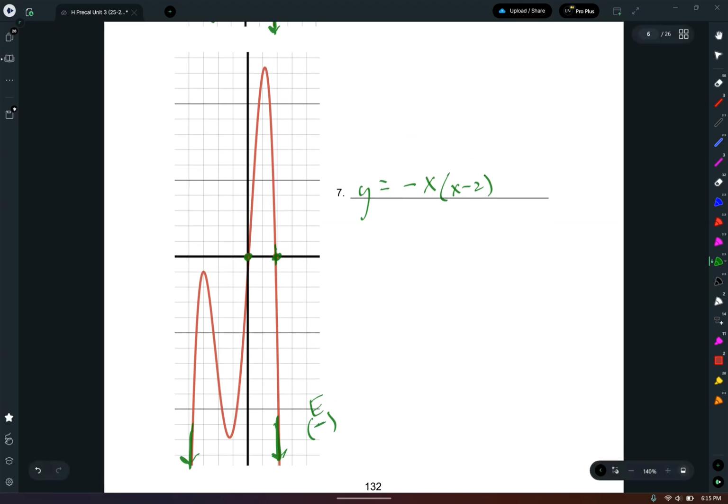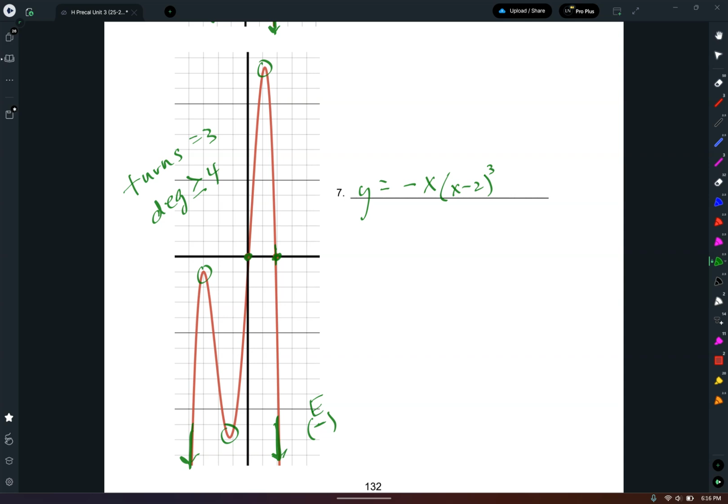But notice I have a total of 1, 2, 3 turns. If there are 3 turns, that means the degree has to be at least one more than that, of 4. And if I leave this equation as is, right now it's only a degree of 2. But remember, these have to be odd. So it might be that I put a 3 here. If I put a 3 here, now my degree is 4.